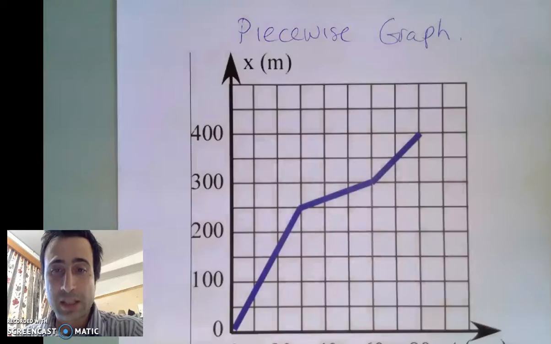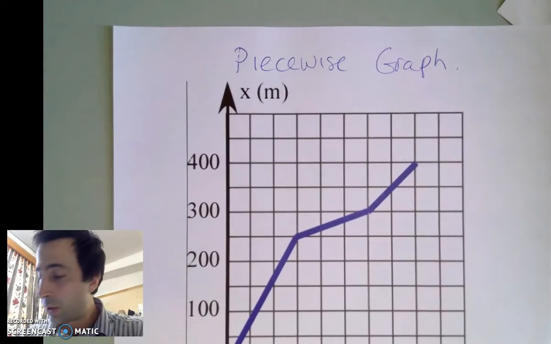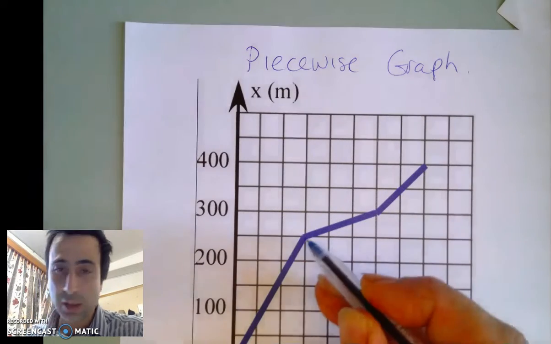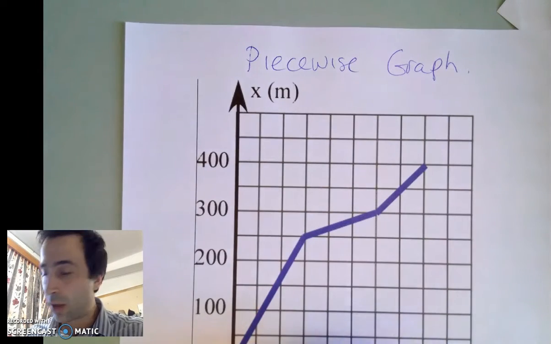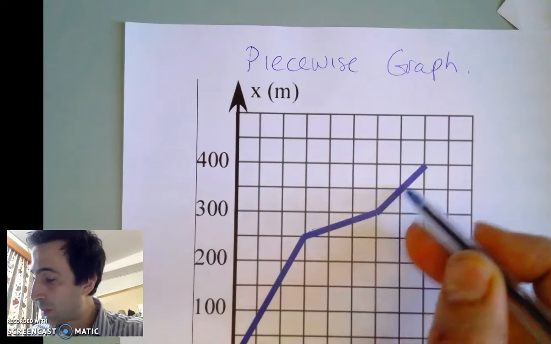This is very different to a piecewise graph. Now, this isn't a tax graph, but this is what we call a piecewise graph, because a piecewise graph is basically different functions joined together. So here we see the slope's quite great. Here we see the slope is less. Here it gets a bit steeper again, but not as steep as before.